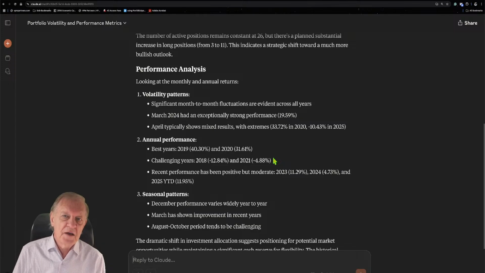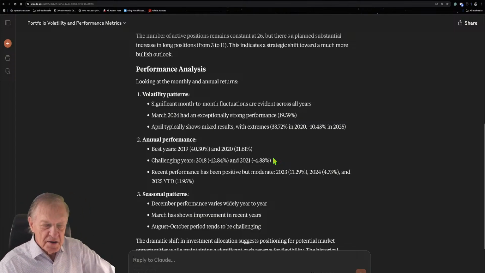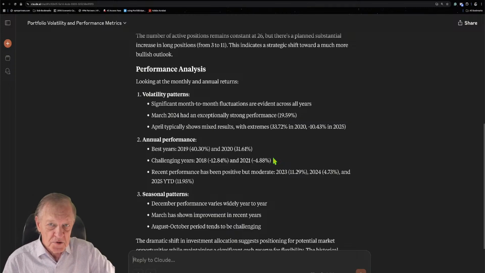So this is what I'm saying. This is going to be such a big game changer in using this product, is that now I can ask all kinds of questions about this, maybe things that concern me about how this thing is participating or the volatility, seasonal.